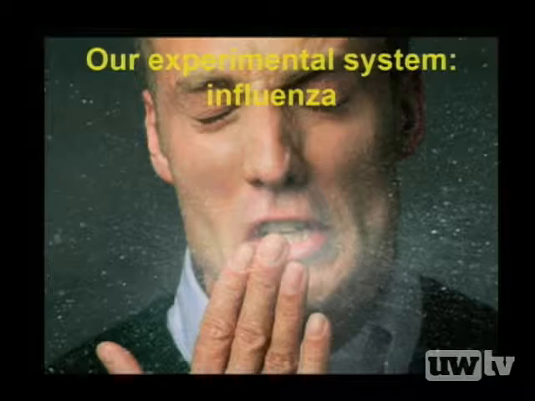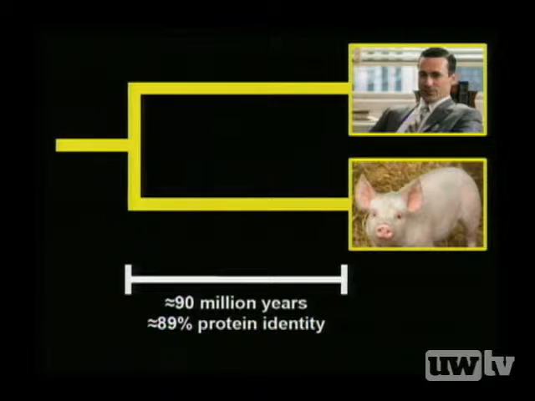So influenza, as you know, in humans, is a respiratory virus. It's a negative sense segmented RNA virus. And this virus evolves very, very rapidly.